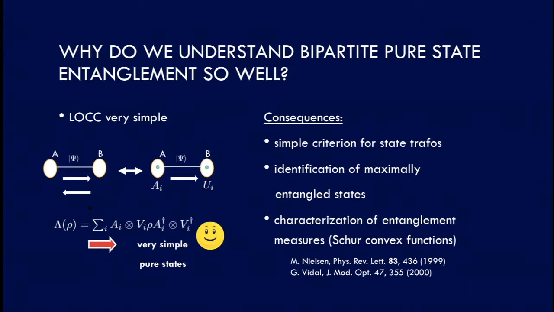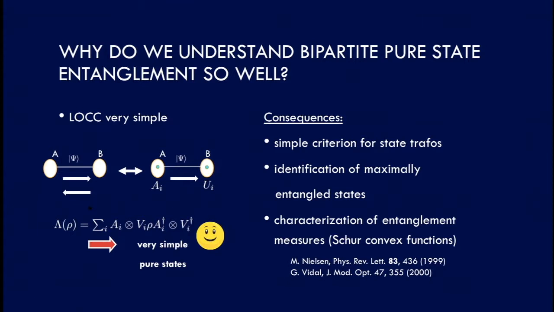Also, we can identify the optimal resource, so the maximally entangled state. For the bipartite setting, meaning really that it's the best that you can have in this resource theory. And we can also characterize any function that fulfills the same order as given by LOCC. Entanglement measures just have to obey the condition that they're non-increasing under LOCC, which means that whenever I can do such a transformation, my function cannot increase. But as these transformations are so simple, this characterization is possible, and this is what is called Schur convex functions. So this is why we know so much about bipartite pure state entanglement.